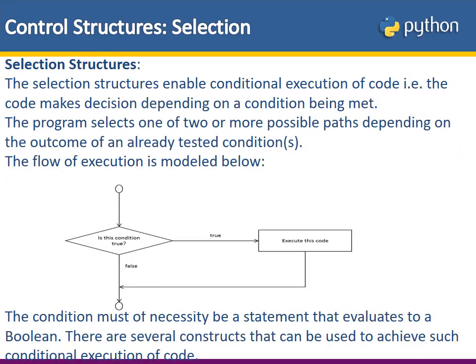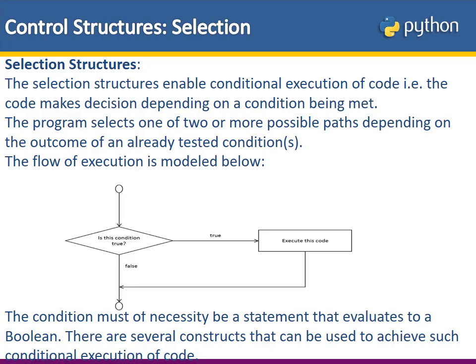So we'll be looking deeply into selection structures. I've said earlier that the selection structure enables conditional execution of code. That is, the code makes a decision depending on a condition being met. So that is what the selection structure is. The program, in selection structures, selects one of two or more possible paths depending on the outcome of an already tested condition.